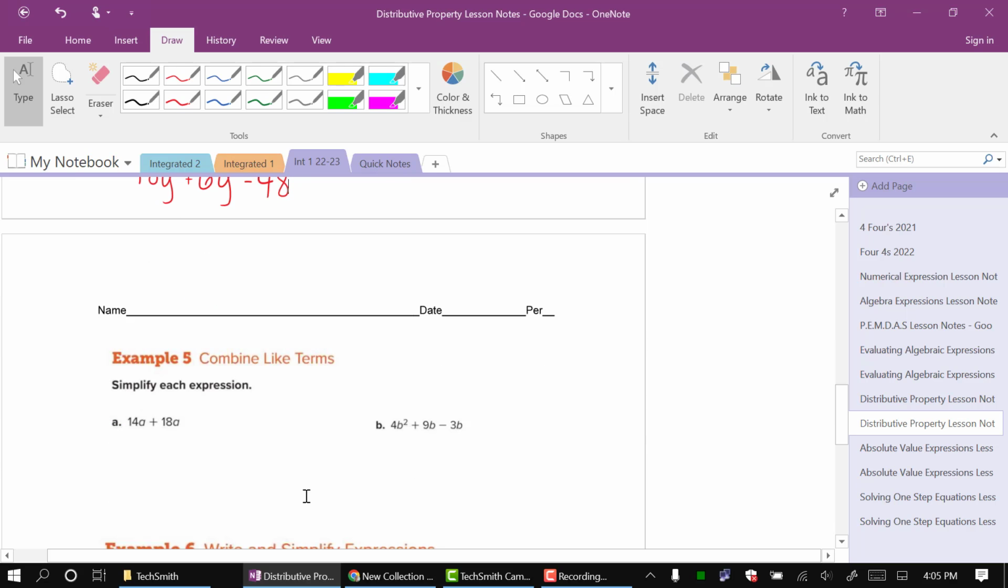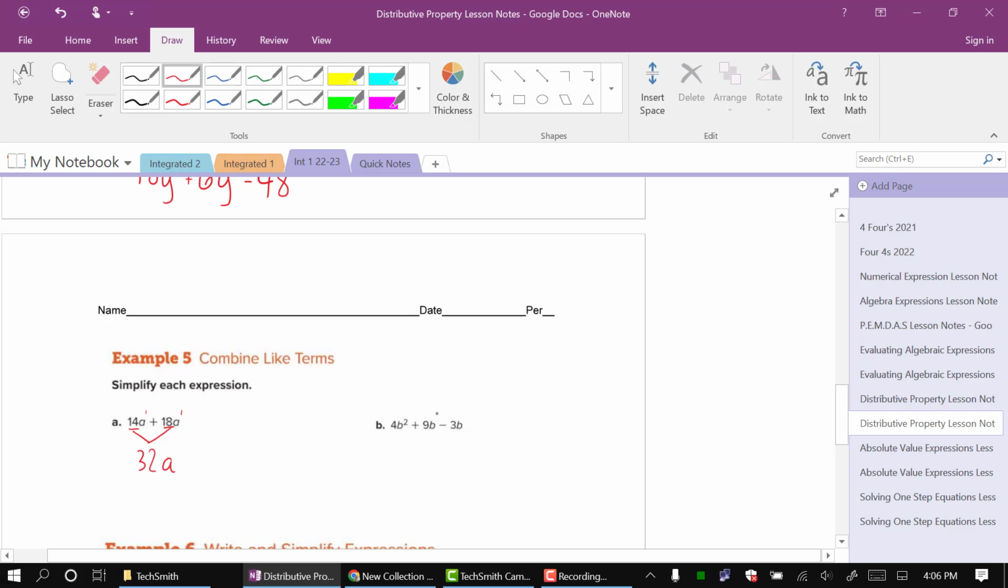But what if the problem does have like terms? So with this example, we have an a and an a, and the power we have here is to the first power. So they both have the same letter, and they're both to the same power. So we could put these two together. So 14 plus 18 would be 32a. So we've simplified this expression.